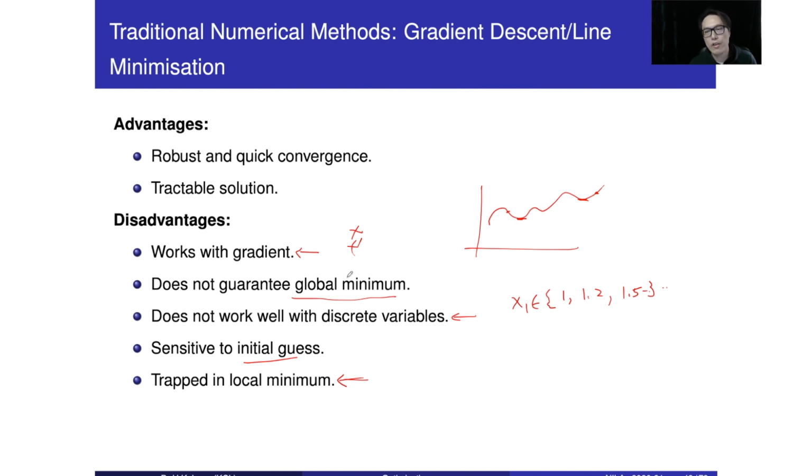So if we would like to find a better solution, maybe we run it many times with different initial conditions. For example, this time with this initial condition we find this local minimum, and this time we find that local minimum. So we compare all of them and then pick the best one. Okay.